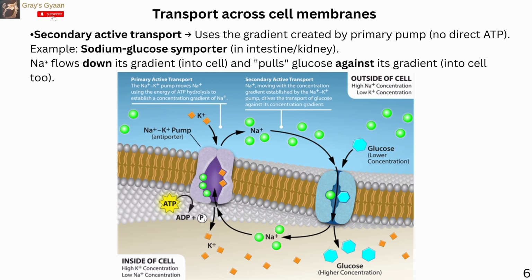Secondary active transport uses the gradient created by the primary pump, no direct ADP. Example: sodium-glucose symporter, in intestine, kidney. Sodium ions flow down their gradient, into the cell, and pull glucose against its gradient, into the cell too. Here is the glucose-sodium symporter diagram.